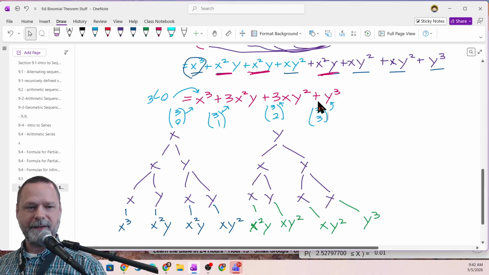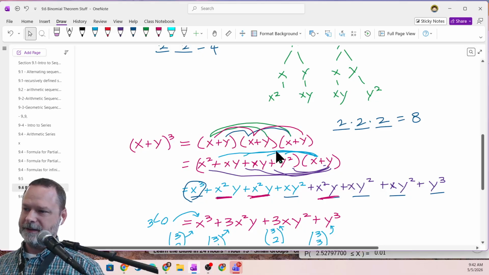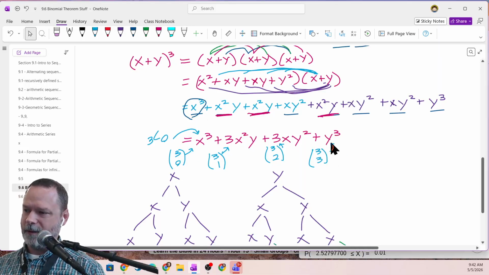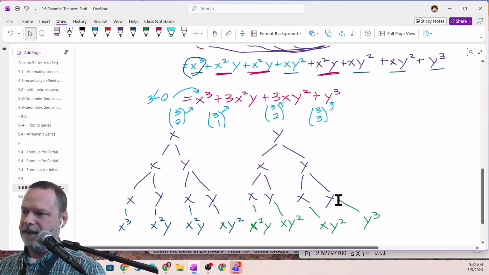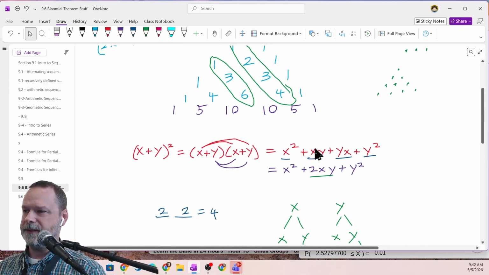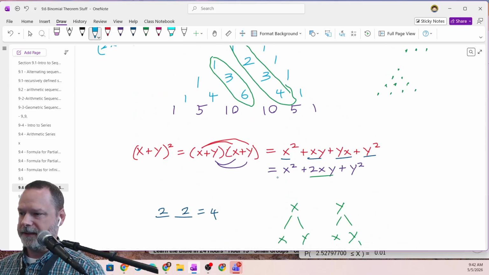How many ways are there to get 3 y's in 3 choices? Well, there's a y and a y and a y. That's only one way to do it. So we got 1 y cubed. All right. So we do see that, and the simpler term here too. We saw this, and you can check these.